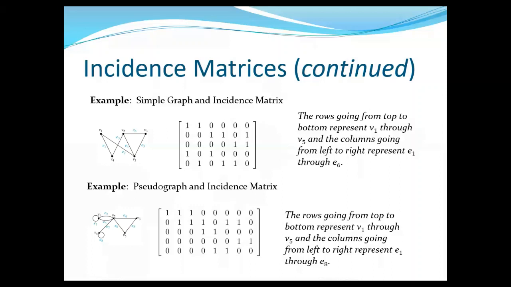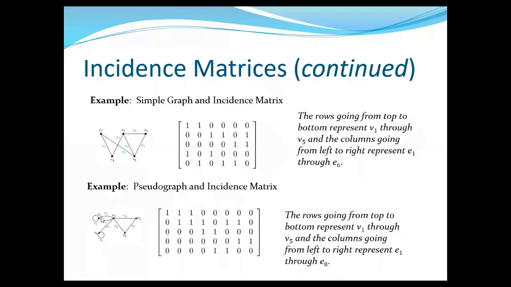For pseudograph and incidence matrix, it's the same. A loop will be considered as one edge. So we have 5 vertices, same, V1, V2, V3, V4, V5, and we label all edges. To define the values, the edges represent our columns. This is E1 to E8. Same logic based on our previous example.